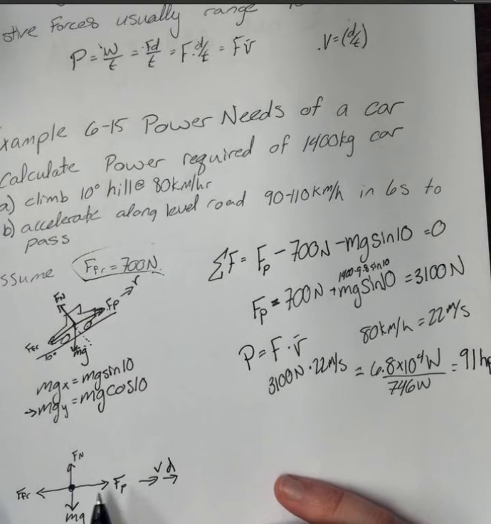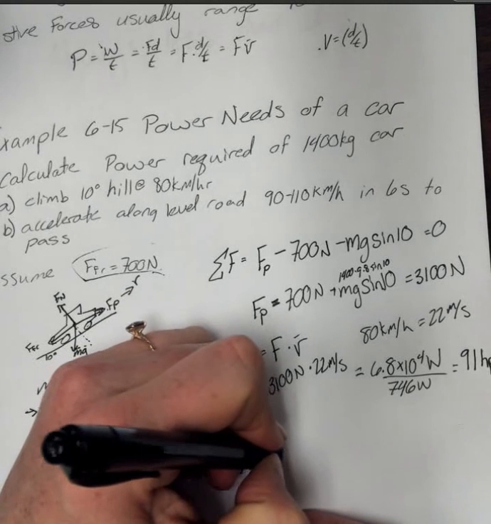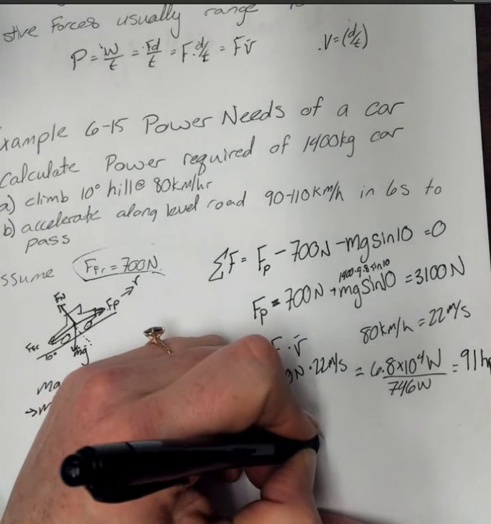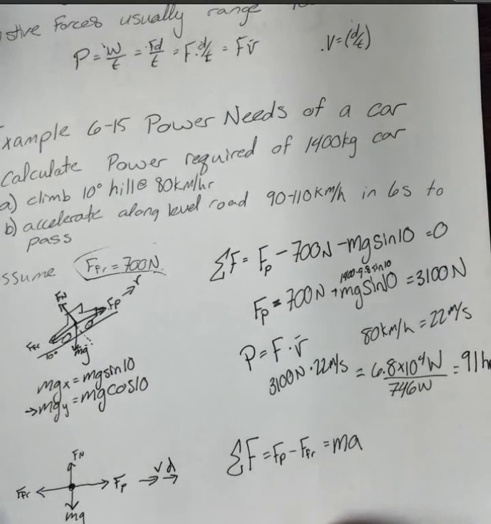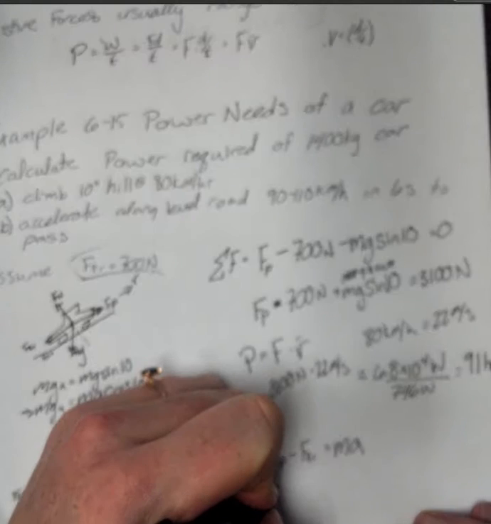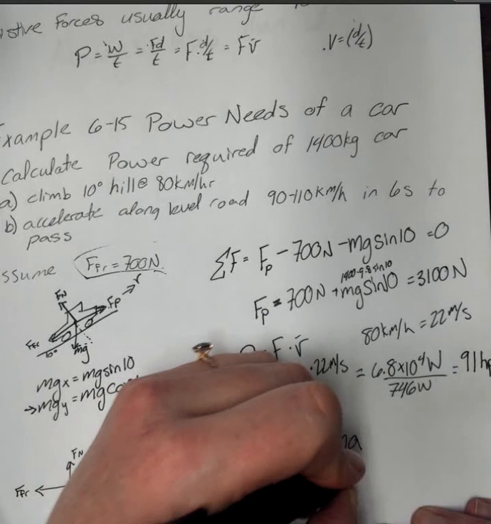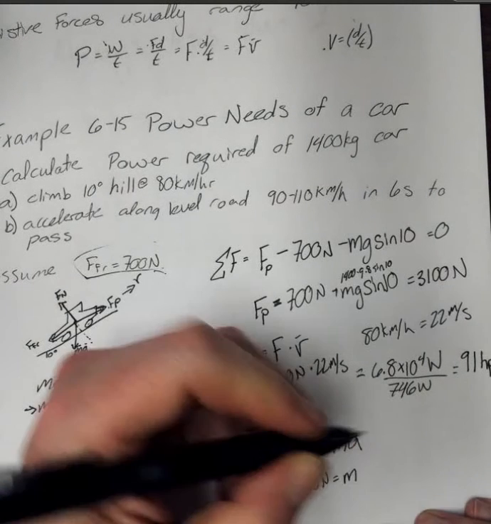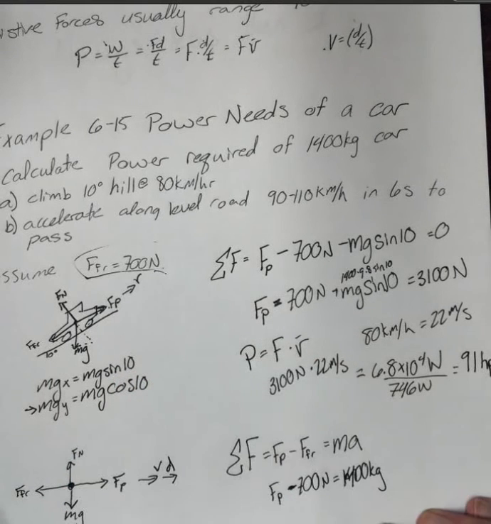So that means that the net force in this case is going to be equal to Fp minus Ffr, and it's going to be equal to ma because the car is accelerating. So we're actually going to need to calculate the acceleration in order to figure this out, because we don't know what Fp is. We do know that the force of friction is 700 newtons, and that's going to be times the mass, which is 1,400 kilograms. And the acceleration, well, we were given some variables.